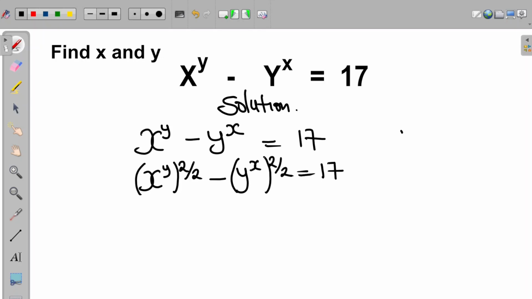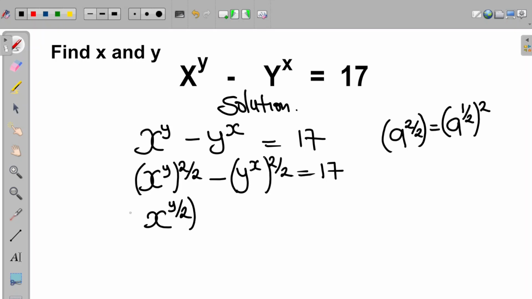Note that if I have a raised to the power of 2 divided by 2, this can also be expressed as a raised to the power of 1 divided by 2, all raised to the power of 2. So therefore, the left-hand side of the equation becomes x raised to the power of y divided by 2, we close up a bracket, all raised to the power of 2, minus y raised to the power of x divided by 2, all raised to the power of 2. This is equal to 17.